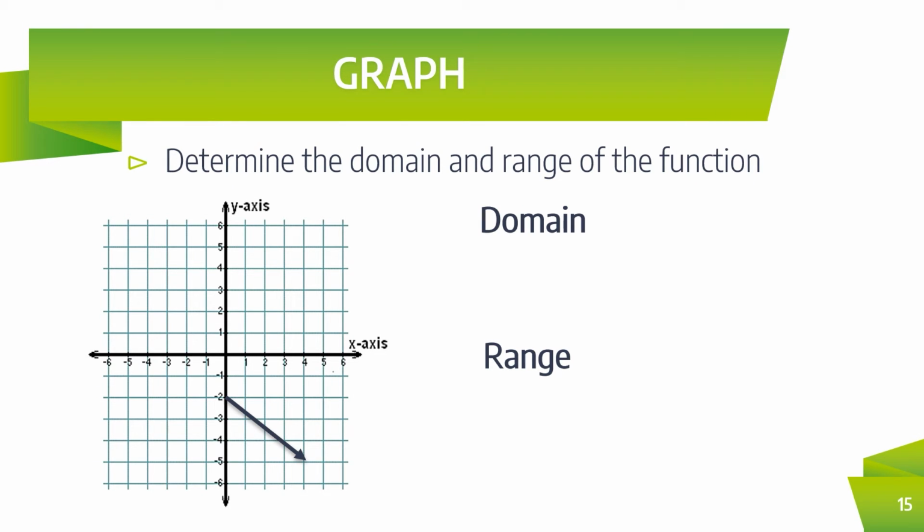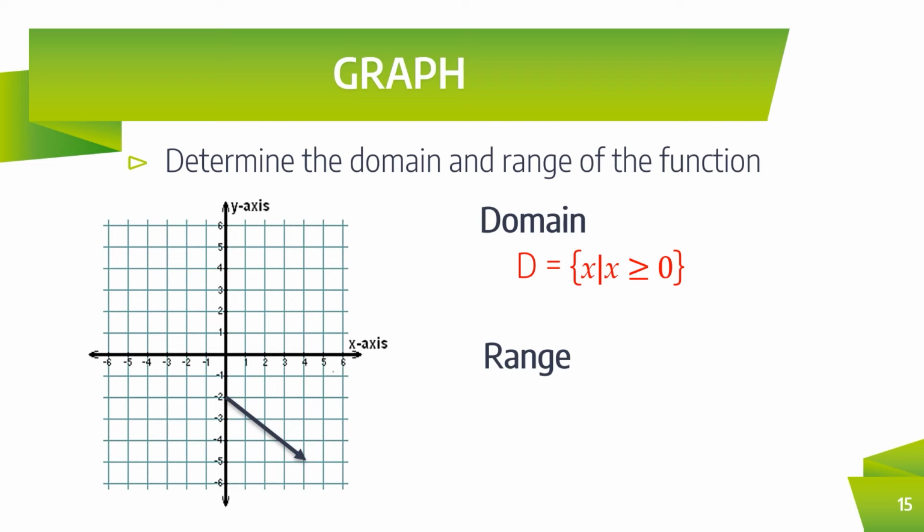Here is the fourth graph. To determine the domain, consider the x values or inputs taken by the graph. The arrowhead extends to the right starting from 0. Therefore, the domain is the set of x such that x is greater than or equal to 0.